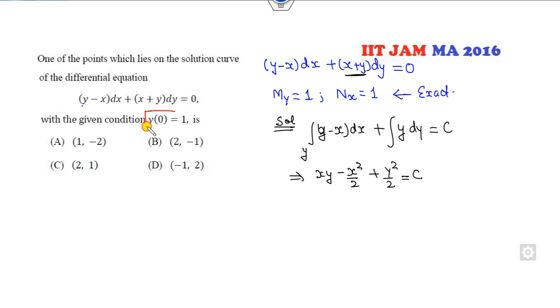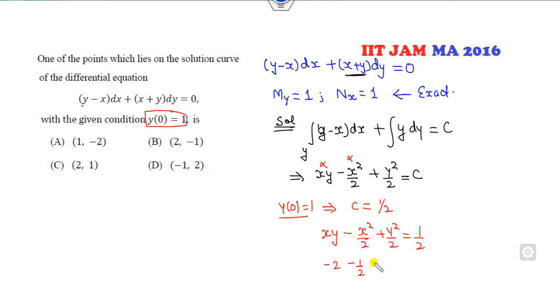Now y of 0 is my 1. Y of 0 is my 1. Can you find the value of c? x is my 0. So c will be my half. So the solution will be here. Fine. Now what they want, which of the following will satisfy? Now you can check. Firstly I can take 1 comma minus 2. Is it satisfied? Minus 2 minus half plus 4 over 2, 2. Is it equal to half? It is not. Minus half, but it's a plus half.